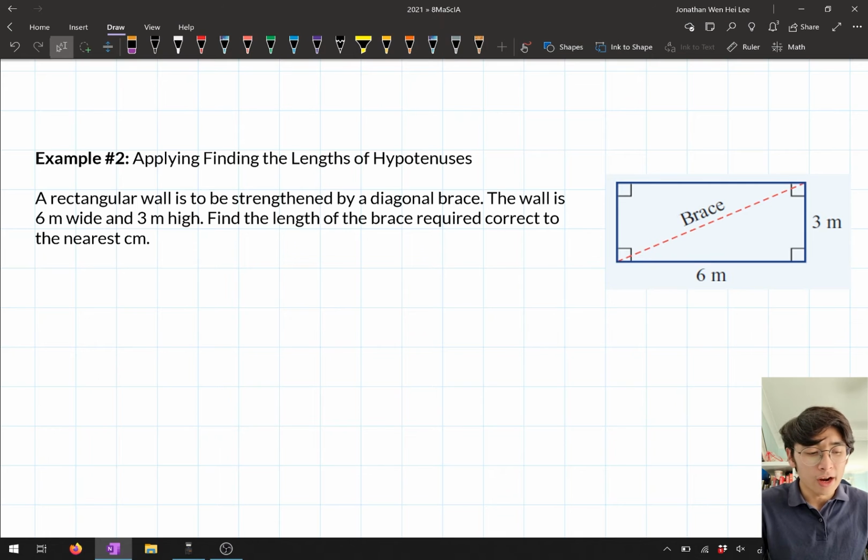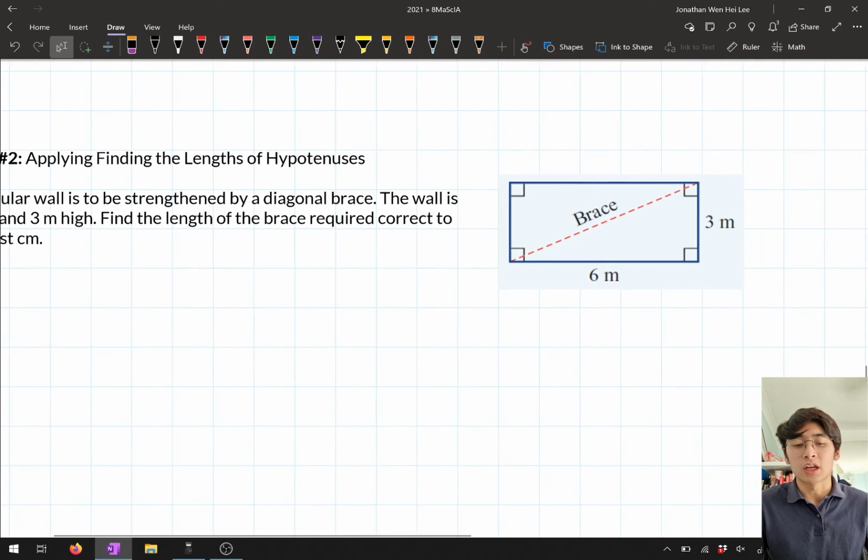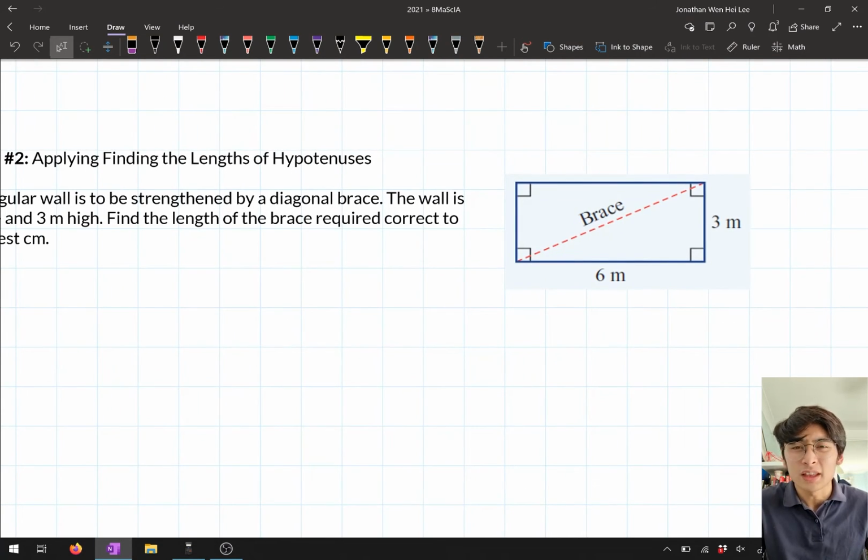Now, if you have a look at this diagram, even though they don't tell us that we need to use Pythagoras' theorem or that it has anything to do with right angle triangles, you can hopefully see that there is a right angle triangle. If you have a look here, we've got this shorter side 6, we've got this shorter side 3, and we've also got this hypotenuse over here, and there's a right angle on the bottom right. And so here, we're going to need to use Pythagoras' theorem to help me find the length of that brace.